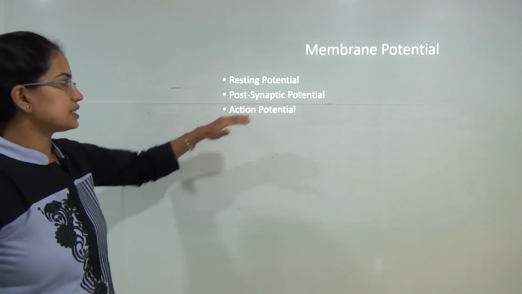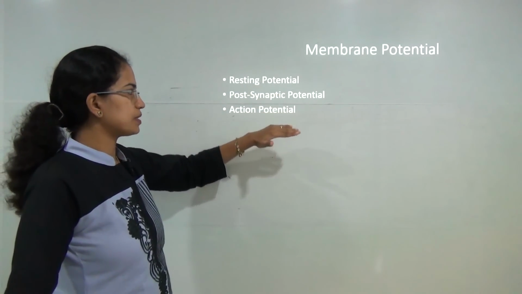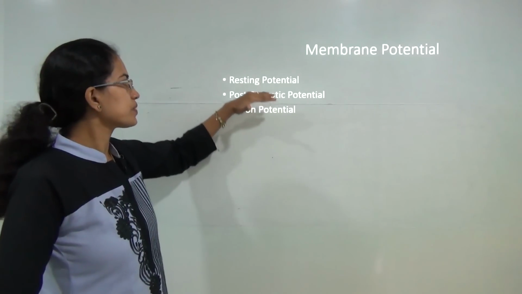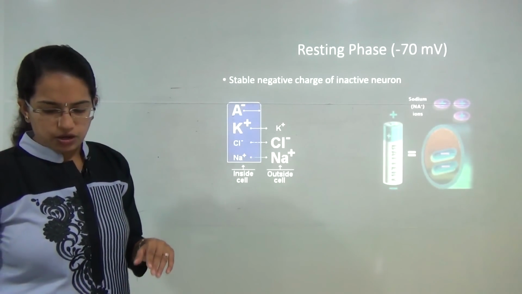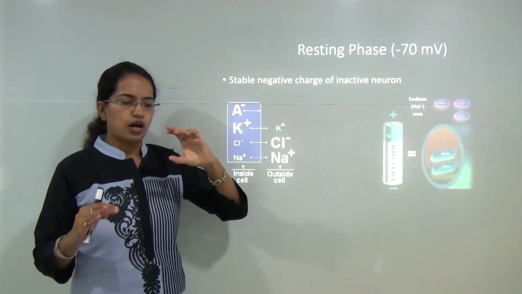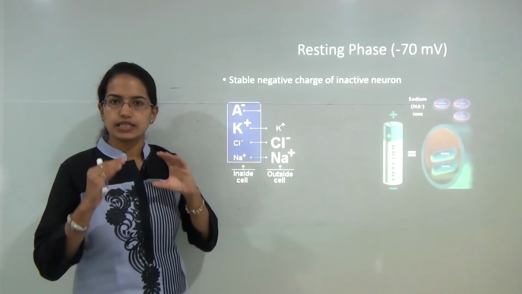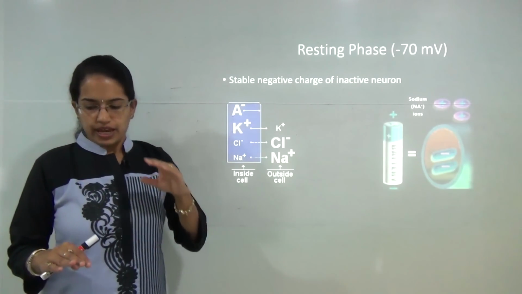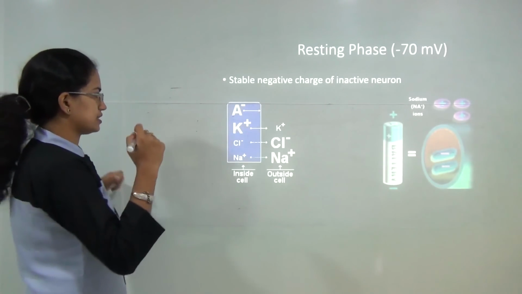Now as we said, we will understand membrane potential under resting potential, postsynaptic potential and action potential. Let's first start with resting potential. Now what happens to a neuron? A neuron has a strong negative charge by means of chloride and protein that exist within the neuron, and the change occurs due to the anions that exist.